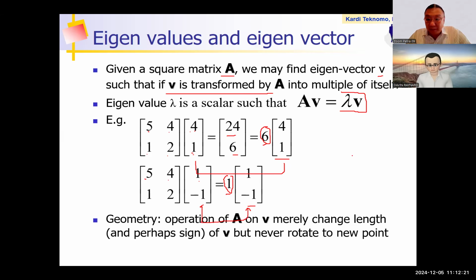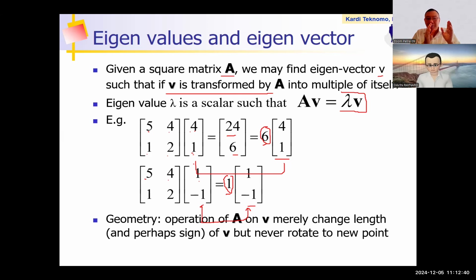Okay, so geometrically, we'll say the operation of A on this vector V only changes the length, perhaps the size. It never rotates to another point. It's just stretch or shortens or reverse direction.